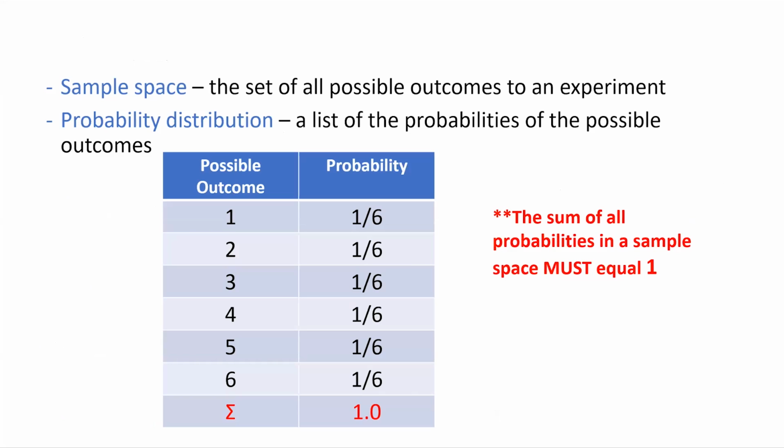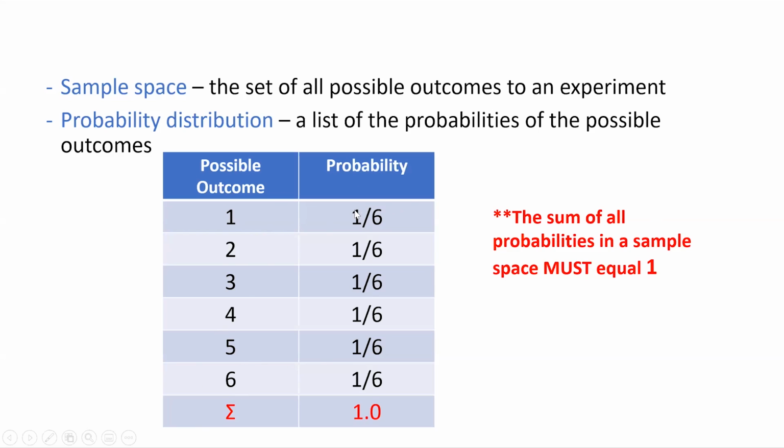The sample space is the set of all possible outcomes to an experiment. So everything that can possibly happen. And a probability distribution is a list of the probabilities of the possible outcomes. And it's really, really important to remember that the sum of all probabilities in a sample space must equal 1.